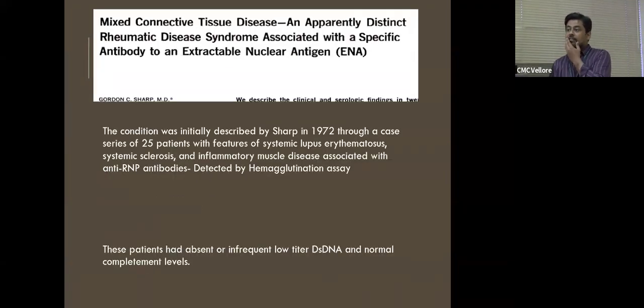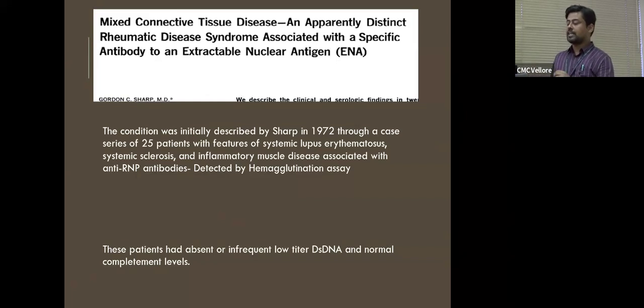So actually in 1972, the first time mixed connective tissue disorder word came up. And this was introduced by Dr. Sharp. He is, if you know him, a person who had given the first criteria. It's called the Sharp's criteria for mixed connective tissue disorder. So they actually described about 25 patients of MCTD who had a specific antibody against RNP. They found that these people have high specificity and strong affinity antibodies against RNP. So what is RNP? RNP is basically a molecule which binds RNA. So it's a protein binding the RNA.